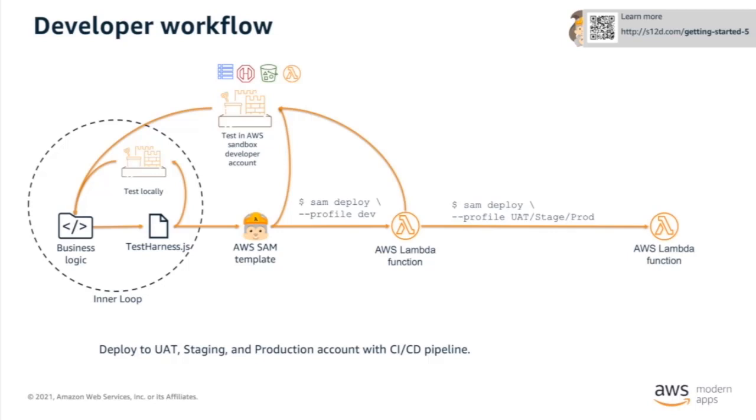Then, once your Lambda function is working as expected in your Sandbox developer account, it's time to commit it to your various code repository branches, where your automated CI/CD pipeline can run and deploy into the relevant environment. Next, I'll demonstrate this developer workflow for you.